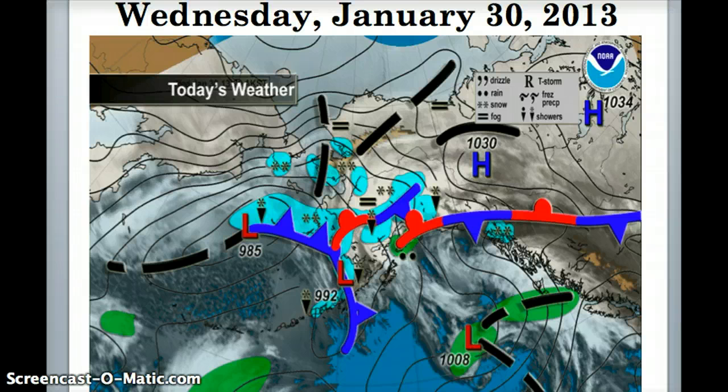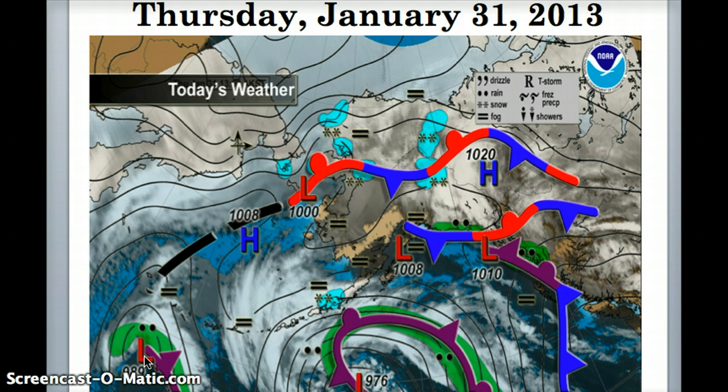We did have warmer weather that day as well, so the lower pressures coming up from the Gulf of Alaska could have very well influenced that. Thursday, we had the cold front move through, but it did not affect us as much.